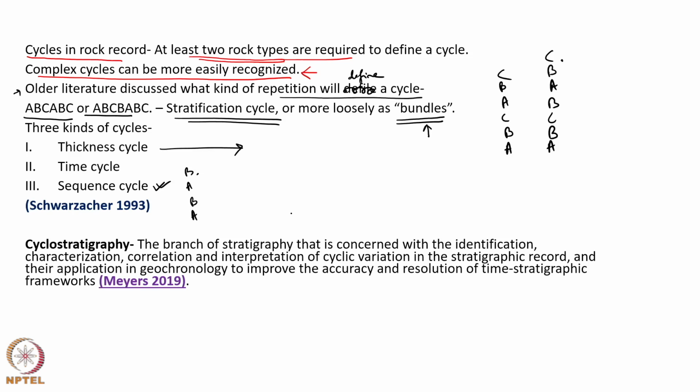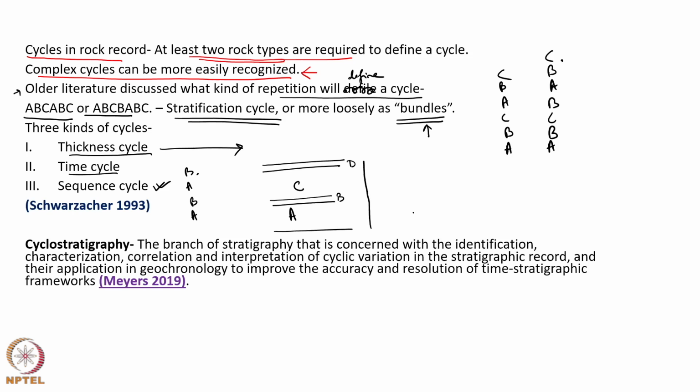Second is the thickness cycle. Rock unit A is deposited, which is very thick. Then after some time, maybe some other rock type has come, which is B, which is thin. Then a very thick rock C has come, and then a thin rock D has come. So it is a variation from thick to thin to thick to thin. This can be called a thickness cycle.